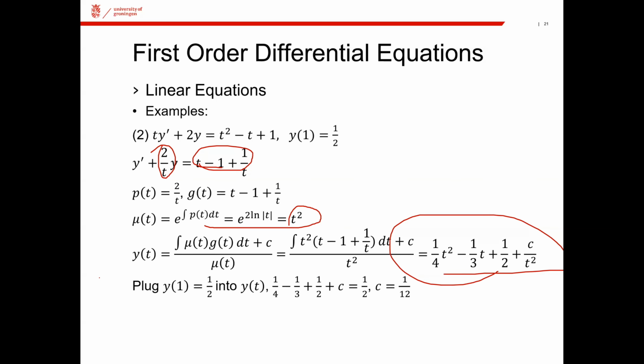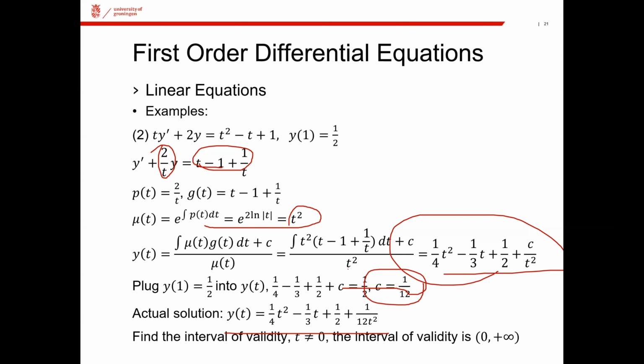And for the IVP problem, we have to plug in the initial condition to the general solution in the end to get the actual solution. So after the calculation, we have C equals 1 divided by 12. And the actual solution will be this one.